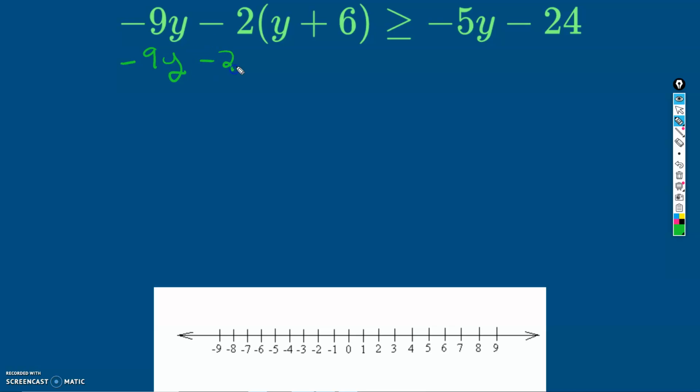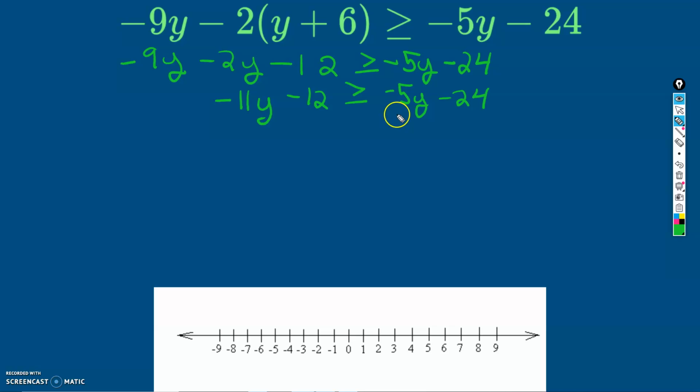Negative 2 times y, negative 2 times positive 6, will give us a negative 12, greater than or equal to negative 5y minus 24. Alright, negative 9y minus 2y. We're going to go more negative, so we're going to get to negative 11y minus 12, still greater than or equal to negative 5y minus 24. Alright, let's get all my y's on the same side. So let's, oops, sorry, that's supposed to be a 5. So let's add 5y here.